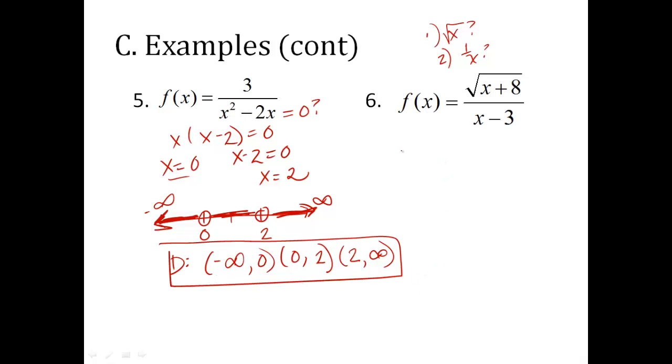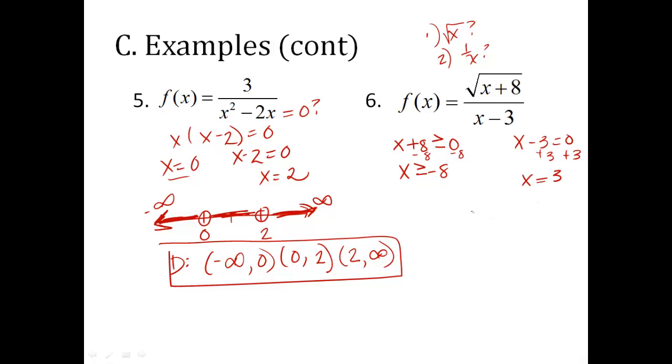All right, number 6. This one's got both. Look at that, it's got a radical and an x in the denominator. So you treat them separately. You say, okay, where is x plus 8 greater than or equal to 0? And then you ask, where is x minus 3 equal to 0? So you have 2 different tests going on. I'm going to solve this. x is greater than or equal to, if I subtract 8 from both sides, negative 8. And this one, if I solve it, x is equal to 3.